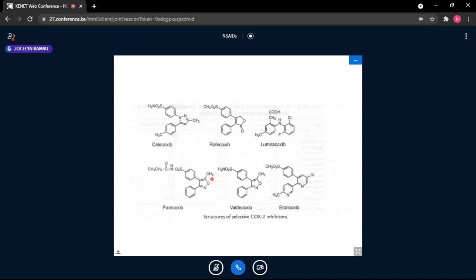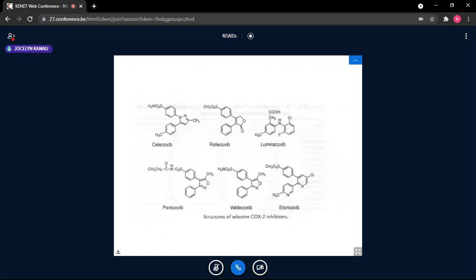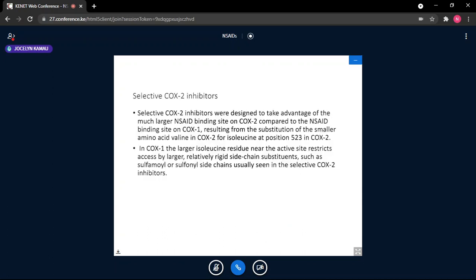And since one enzyme has a pocket, they are able to squeeze themselves within that pocket and therefore bring selectivity, and mainly bind the COX-2 enzyme selectively and not the COX-1 enzyme. Again, that is a summary of something we had mentioned.